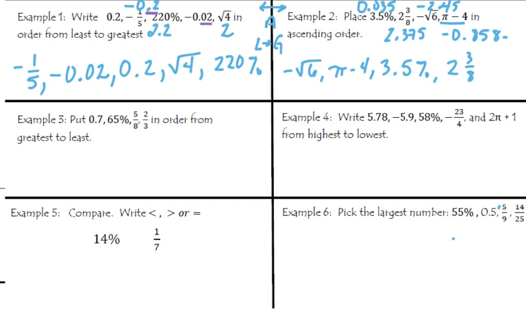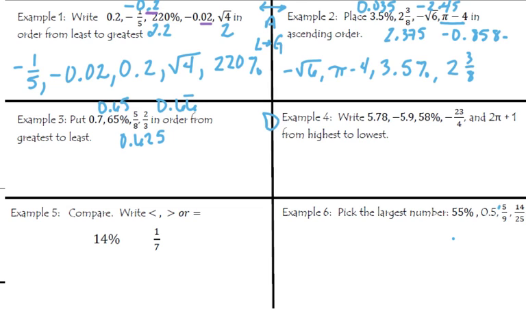So examples 3 and 4 are going to be descending order. So these are going to be from greatest to least, or from highest to lowest. So it says put 0.7, 65%, 5/8, and 2/3 in order from greatest to least. So again, you can use your calculator and use your stat in your list. All right, so 65% is 0.65. 5/8 is 0.625, and 2/3 is 0.66 repeating.